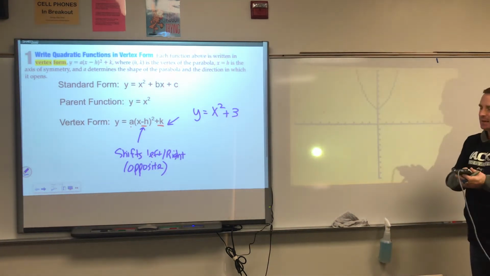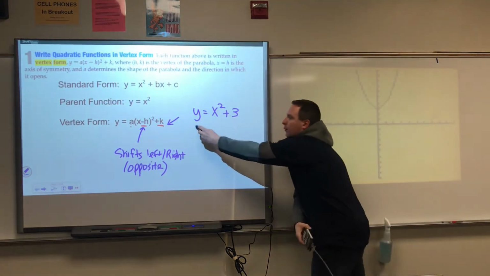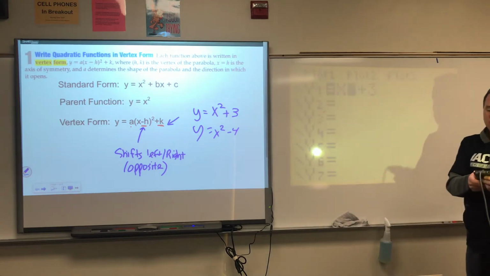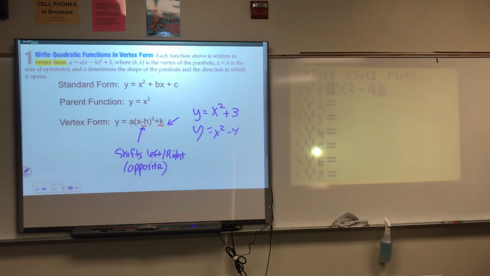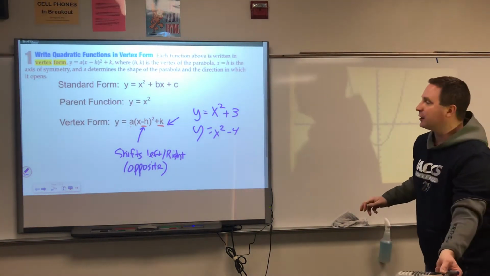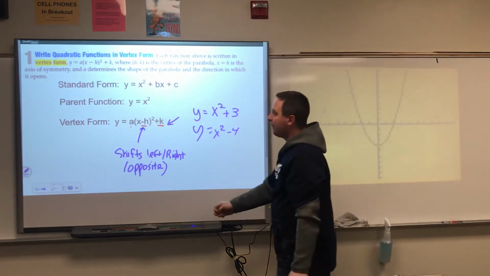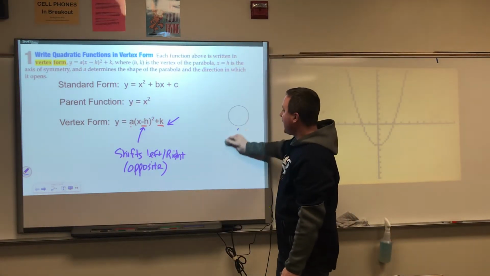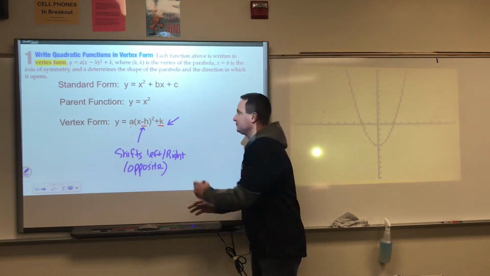What if I did y equals x squared minus 4? Just like you might think, if it's minus 4, and I press graph, it looks like it shifted it down 4. And I think we're getting to the conclusion here. What effect does k have on the graph? I'm sorry, I keep saying h. K shifts the graph up or down.